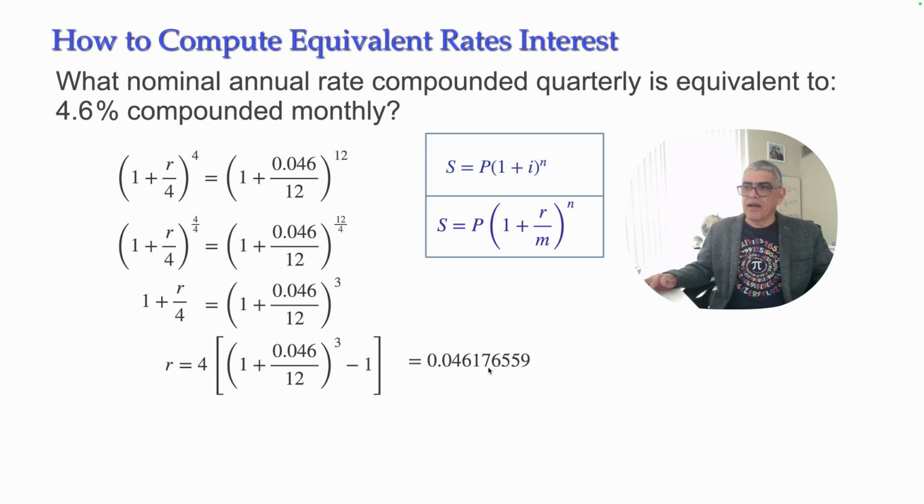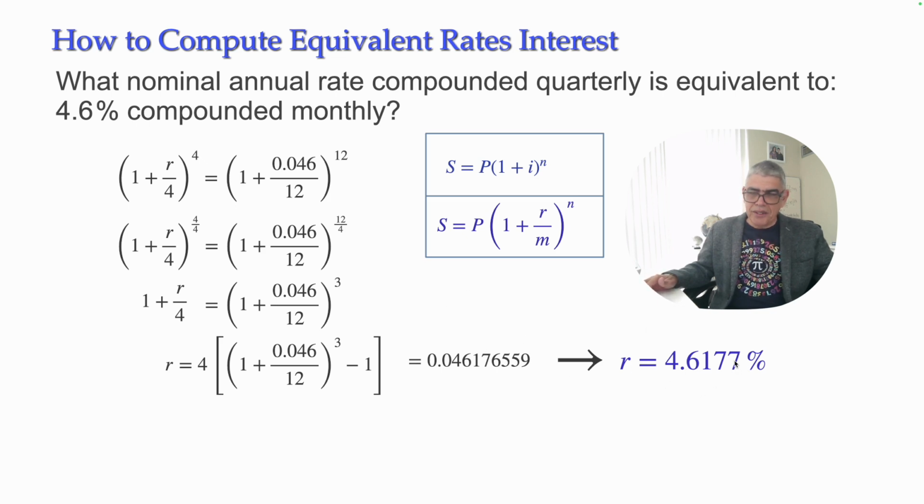So multiply by 100 will be 4.618 here. So sorry, 4.6177. This 6 becomes a 7. So it will be 4.6177%. This is the nominal rate of interest.